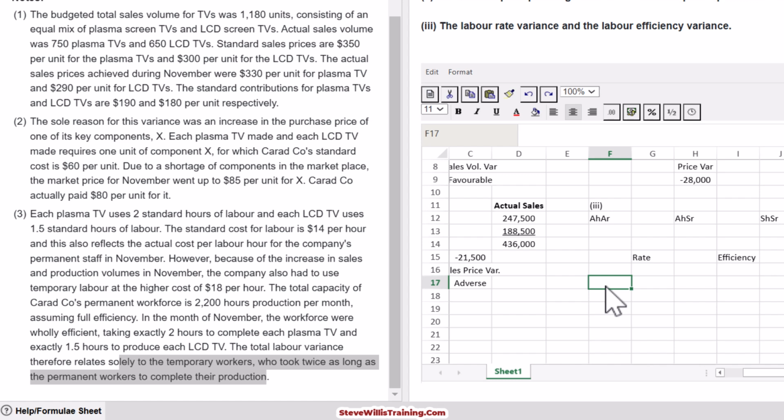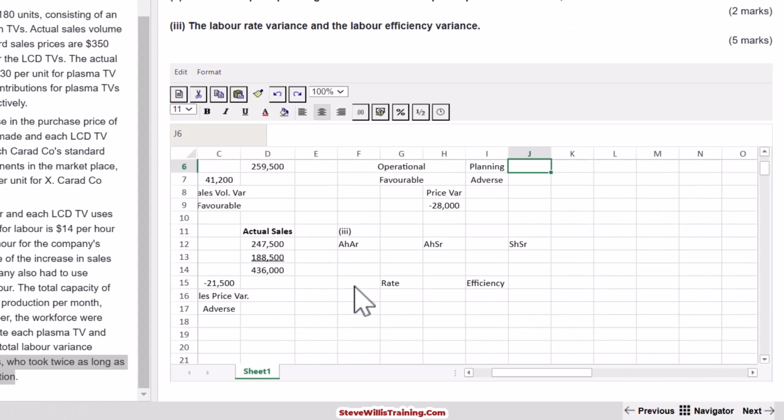So guys, we got to get the standard. I'm changing my mind. I think I'll do it to the side. Standard hours for actual production. And we've got 2 units or 2 products. We've got the plasma, we've got the LCD, and then we add those up and we can get a total.